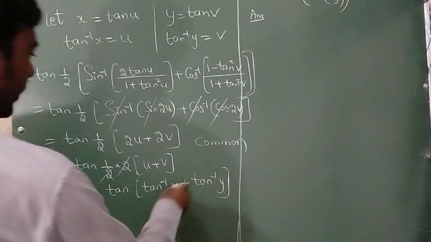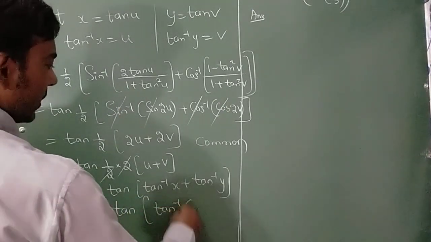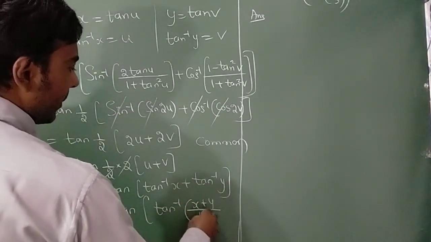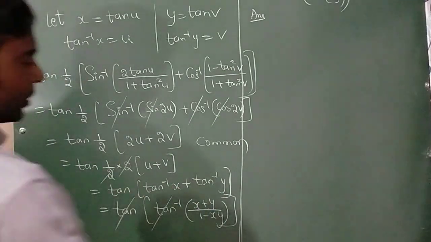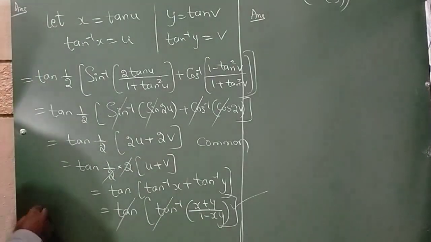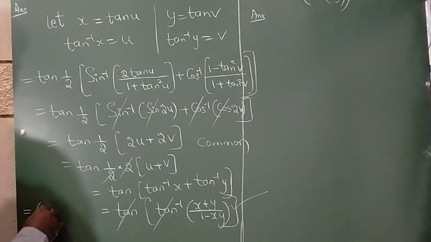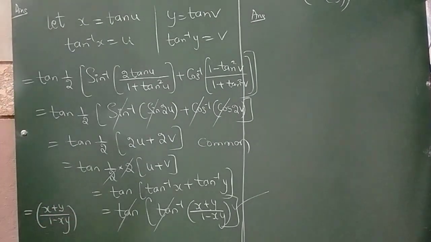Now there is a formula for this. The formula is tan inverse of x plus tan inverse of y is tan inverse of x plus y divided by 1 minus xy. So this and this get cancelled. So the final answer is x plus y divided by 1 minus xy. So I'll write that here. X plus y divided by 1 minus xy. Fine.